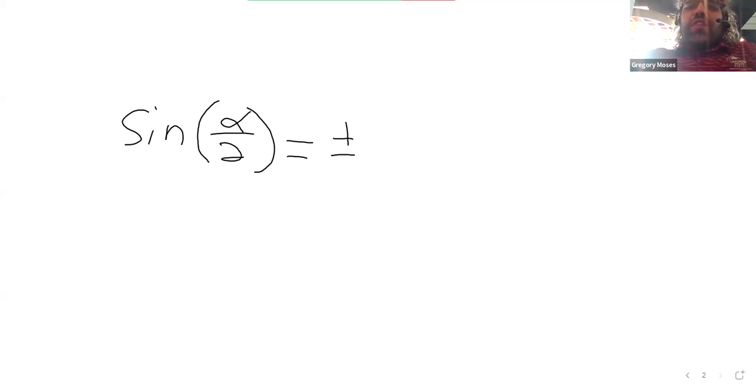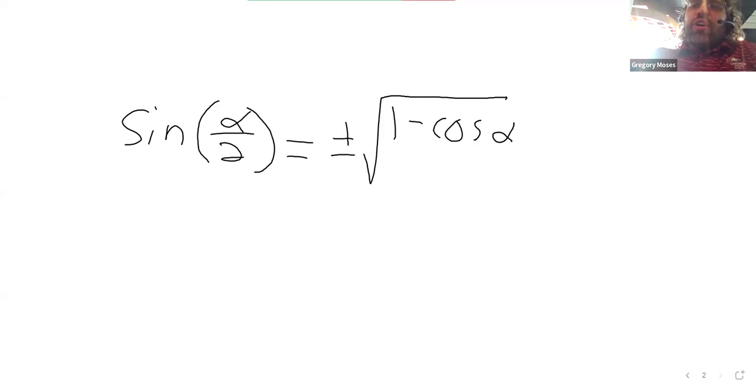So the sine of alpha divided by 2 is plus or minus the square root of 1 minus the cosine of alpha, all divided by 2. And before we go any further and put the cosine and the tangent up, let's talk about what this plus or minus is doing here. And it's sort of easy enough to answer that.